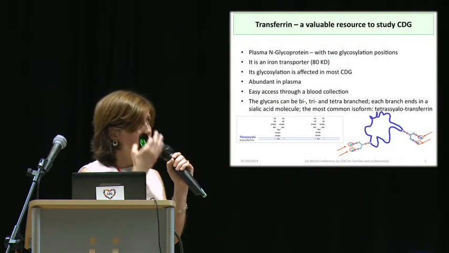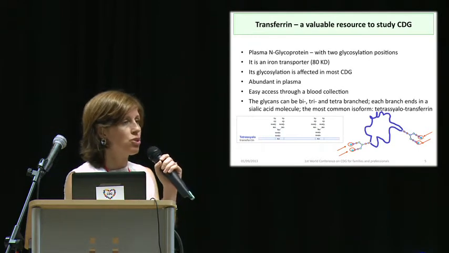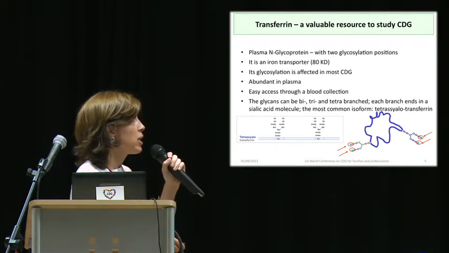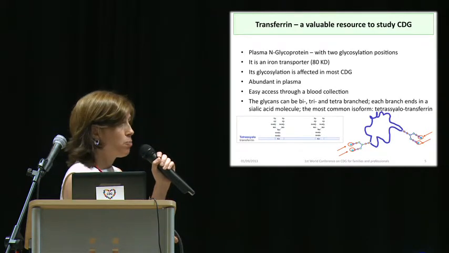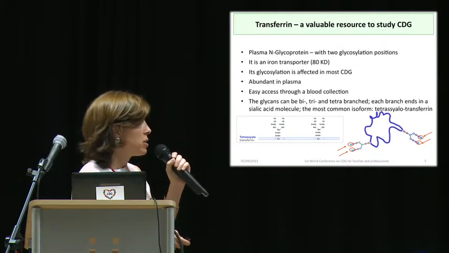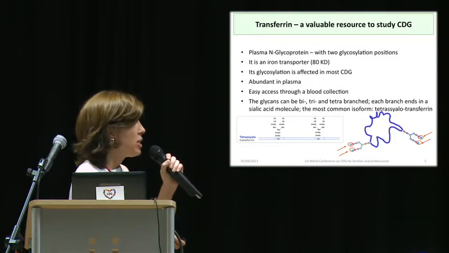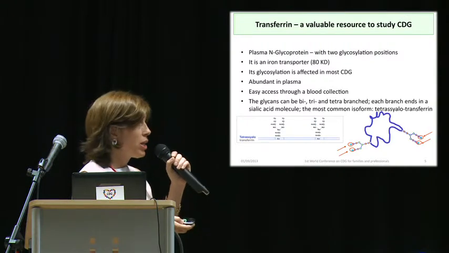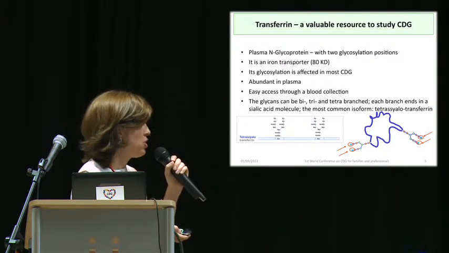Why is transferrin a valuable resource to study CDG? Because it's a plasma N-glycoprotein with two glycosylation positions. You have heard that it's an iron transporter. Its glycosylation is affected in most CDGs. It's very abundant in plasma, and plasma is very accessible through blood collection.